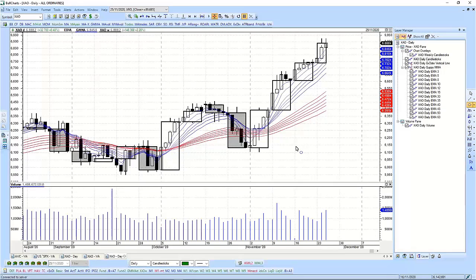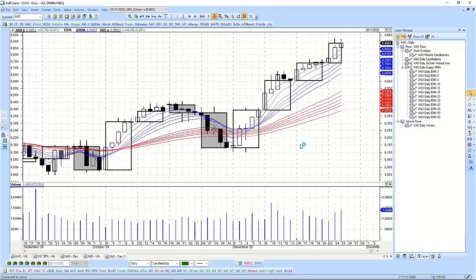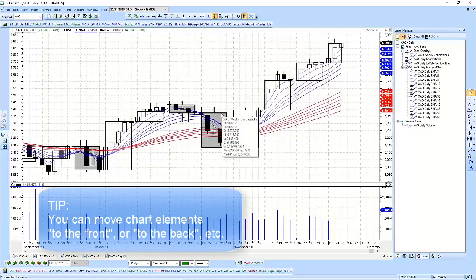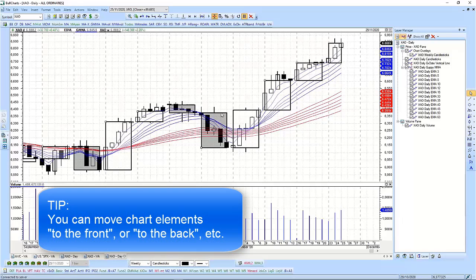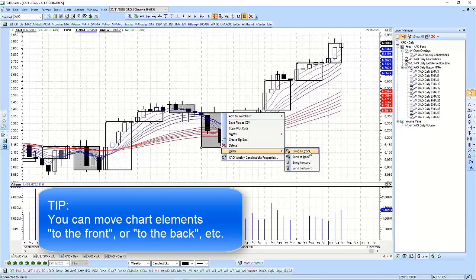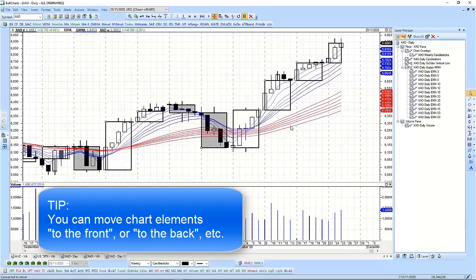Now, that might look a bit messy. Don't forget, we can move one of these in front of or behind the others. So the weekly candles, I can choose the weekly candles, change the order and bring them to the front. Those should hide the daily ones. Maybe I've got to change the daily ones, send them to the back.